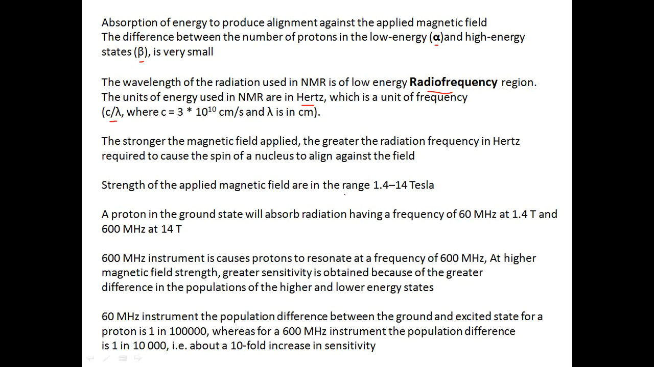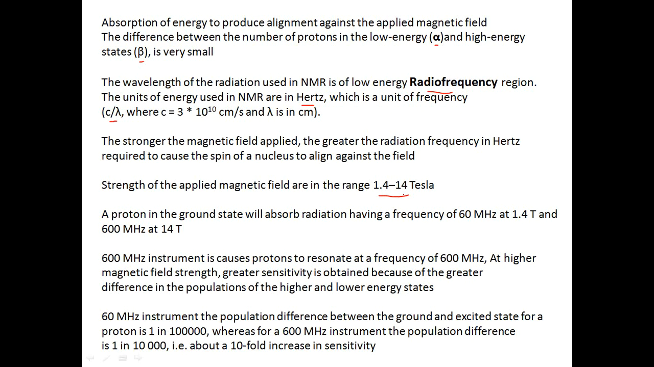The stronger the magnetic field applied, the greater the radiation frequency in hertz. As the strength of the external magnetic field increases, the difference between the nuclear spin states increases, so the frequency of radiation that has to be used is also increased, that is required for aligning the nuclear spin against the magnetic field.